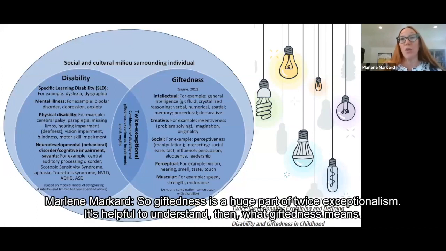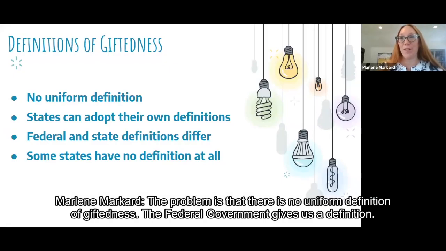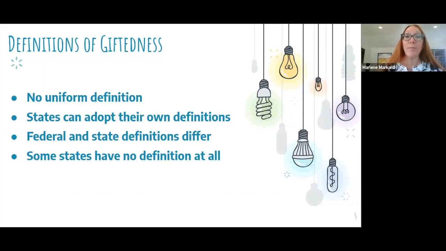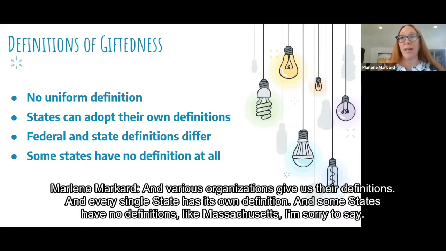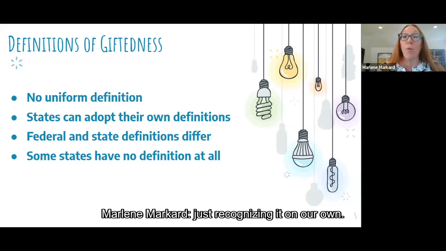So giftedness is a huge part of twice exceptionalism. It's helpful to understand then what giftedness means. The problem is that there's no uniform definition of giftedness. The federal government gives us a definition, and various organizations give us their definitions. And every single state has its own definition. And some states have no definitions, like Massachusetts, I'm sorry to say. So it kind of leaves us having to figure out what giftedness is by just recognizing it on our own.